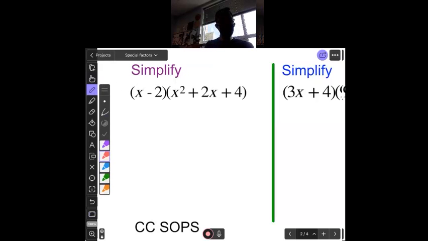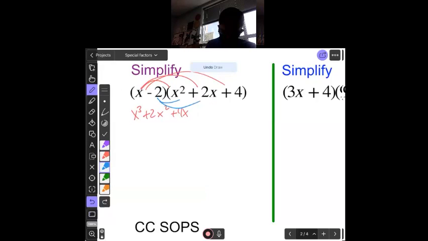Factoring is just undistribution. So let's look at the distribution, see how it works, so we can try to pull it apart. Okay, so here we have a binomial times a trinomial. I'm going to take that x, I'm going to distribute it, which is x cubed plus 2x squared plus 4x. I'm going to take that negative 2 and distribute it. So that gives me negative 2x squared minus 4x minus 8.